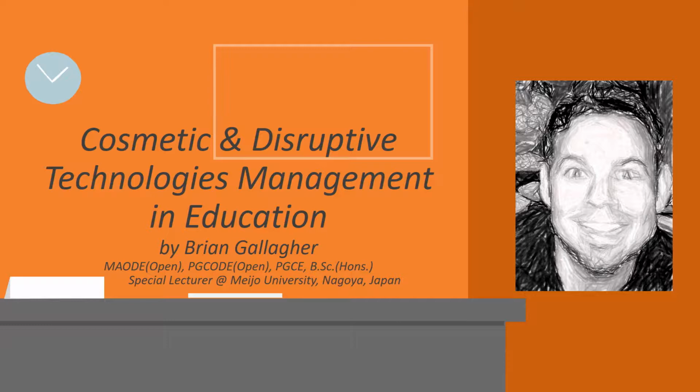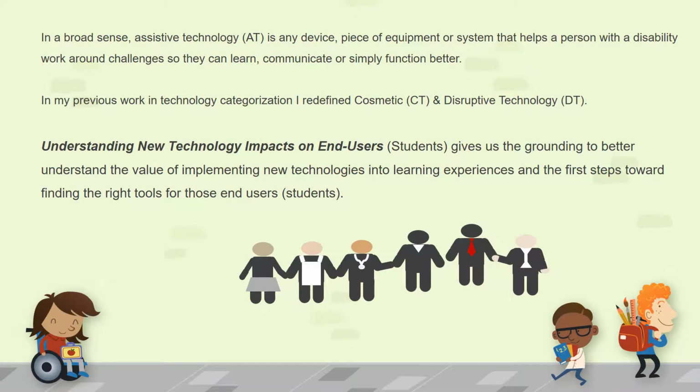So today I'm going to talk about Cosmetic and Disruptive Technologies Management in Education. So, assistive technology, what is it in a broad sense? Well, it's basically any device or piece of equipment that helps anybody, either able-bodied or with disability, work around challenges so that they can learn, communicate, or simply function better.